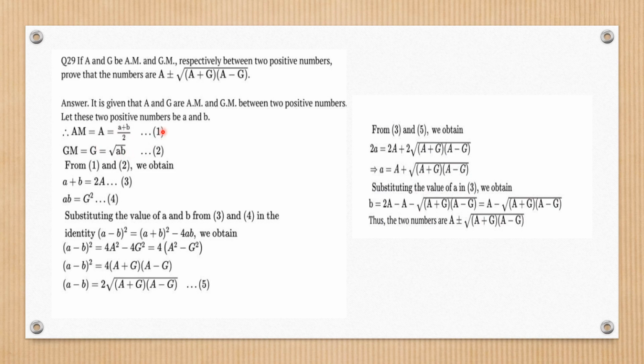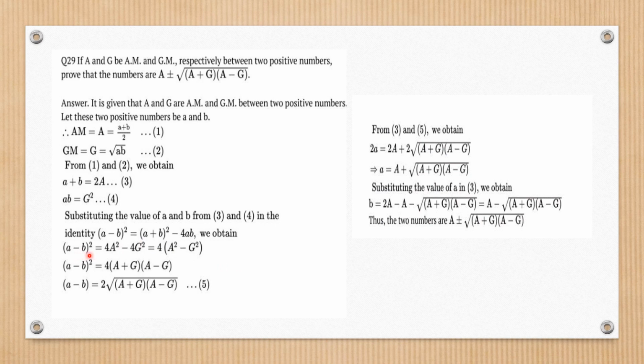Okay. Also from equation number 1 and 2, what we get is that a plus b equals, cross multiplying, 2A, and ab is equal to G square by squaring equation number 2. Okay, now we will substitute these values of a plus b and ab from equation number 3 and 4 in your identity: (a minus b) whole square is equal to (a plus b) whole square minus 4ab. Okay, this identity is complete. If you will open it, both sides become equal. I'll put the values of a plus b and ab from 3 and 4 in this identity.